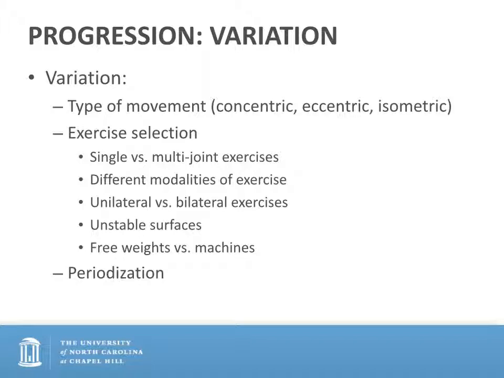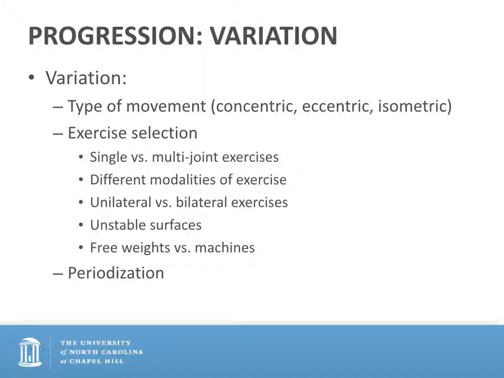Finally, let's move on to the progression of resistance training in terms of variation. Resistance training sessions can be varied in multiple ways. A person could vary the type of movement they perform, so concentric versus eccentric versus isometric movements. They could vary the types of exercises they select in a workout. For instance, they could utilize more single versus multi-joint movements, or they could do exercises on unstable surfaces if they wanted to work their core or balance more. Or they could even utilize doing the same exercise, but using free weights versus machines.